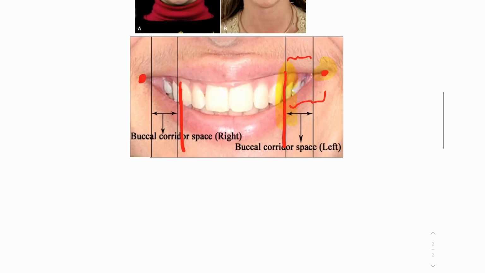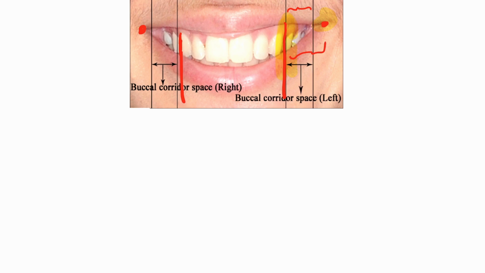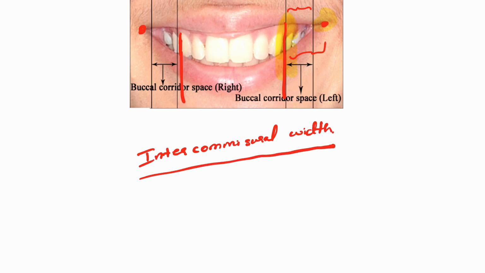Now your standard textbooks like Proffit go further, or I would say further complicate it, saying that it's represented by the ratio of intercommissural width. I'll first write it: intercommissural width divided by the width between the first premolars. First premolar to first premolar.